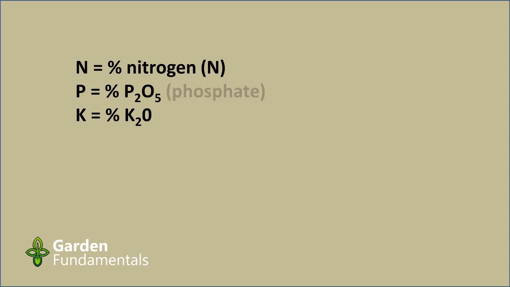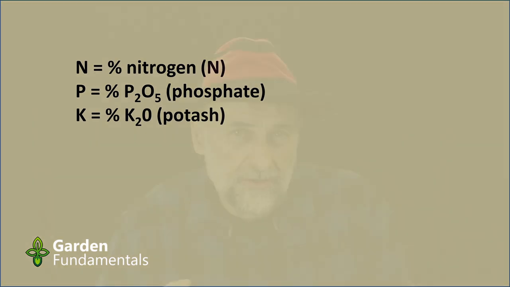Now, what is P2O5? A chemist would call this phosphorus pentoxide. Now, a lot of gardeners call it phosphate, which is actually incorrect, but at least it distinguishes the phosphate from the phosphorus. Right? P by itself is phosphorus. And when you add some oxygen to it, you do get a phosphate. K2O is potassium oxide. It's better known as potash. And that's the term that most gardeners use.